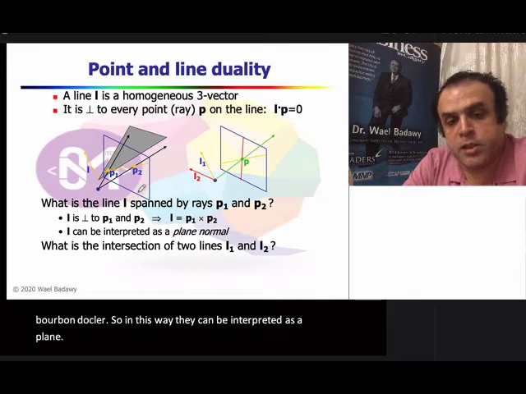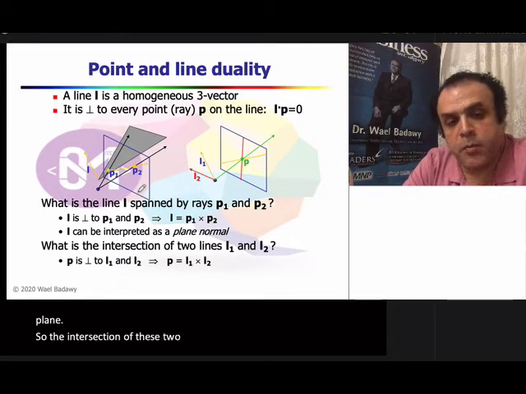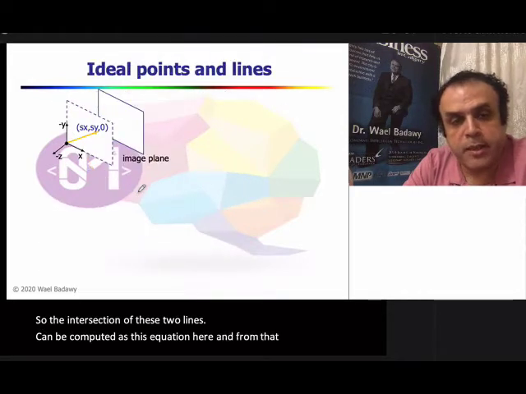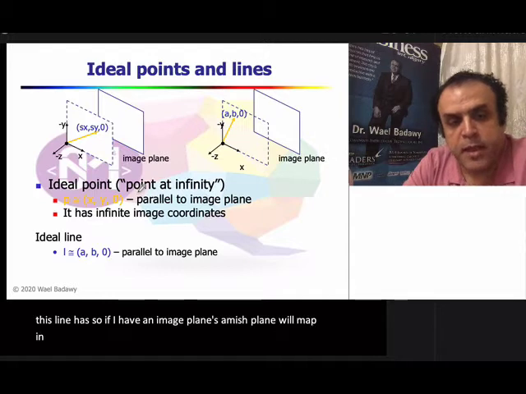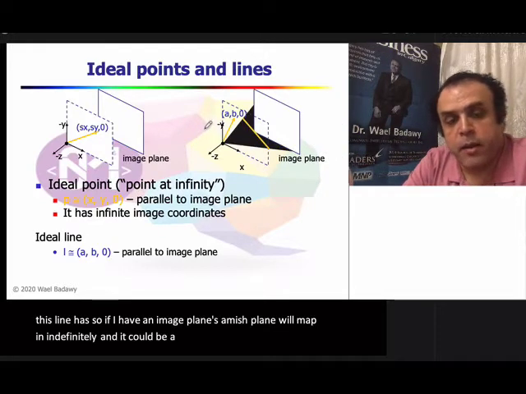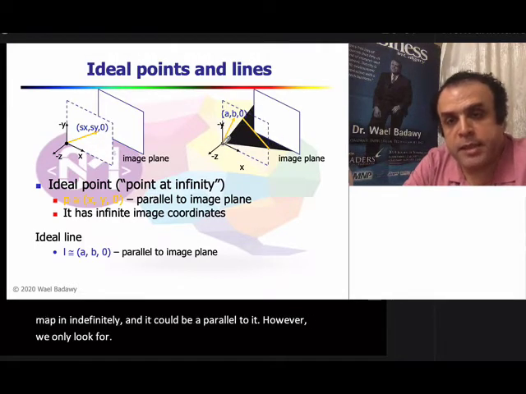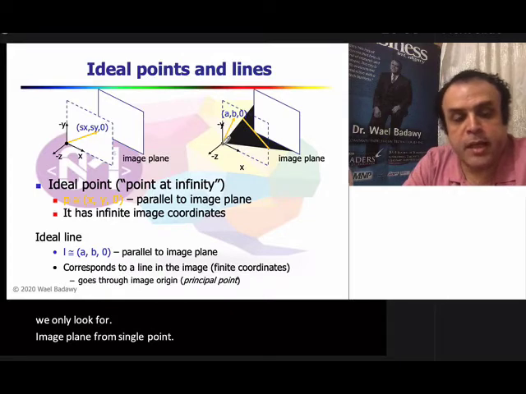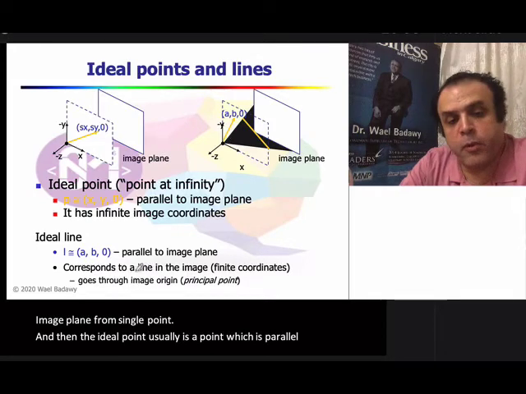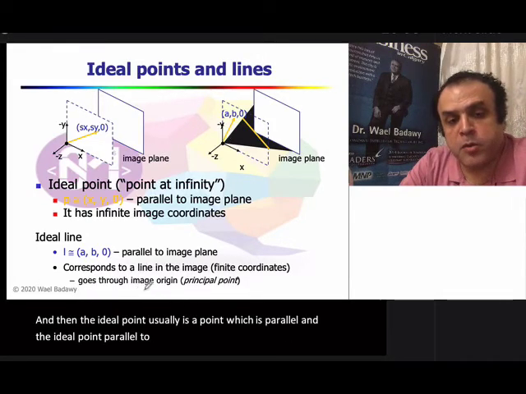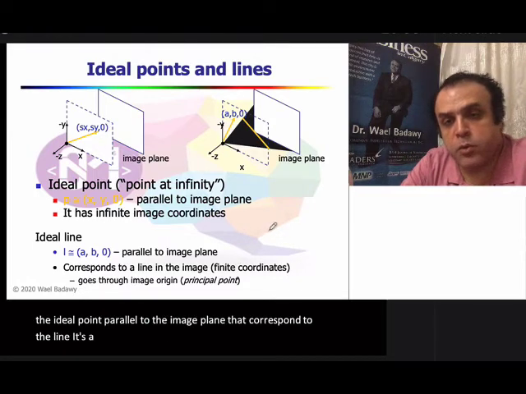The intersection of these two lines can be computed with this equation here, and from that point, this line has. So if I have an image plane, the image plane will map indefinitely, and it could be parallel to it. However, we only look at the image plane from a single point, and the ideal point is usually the point which is parallel to the image plane that corresponds to the line. It's a finite coordinate, and we have to go through the origin.